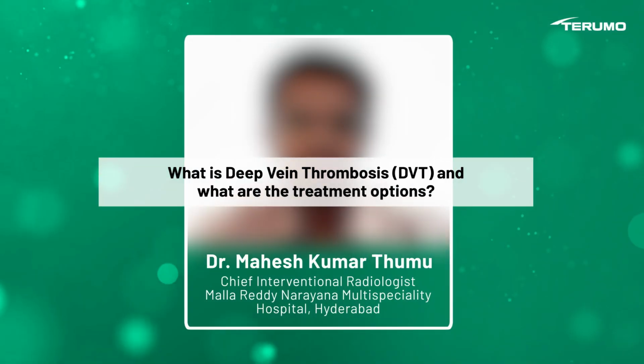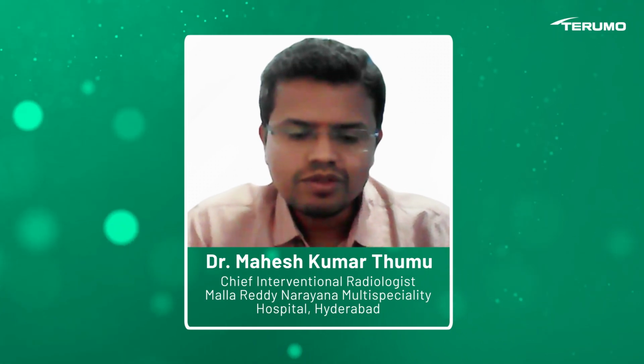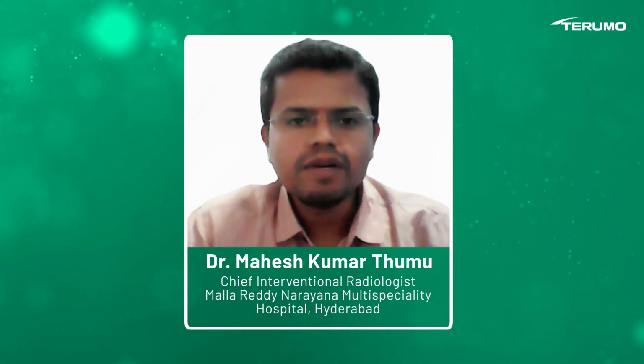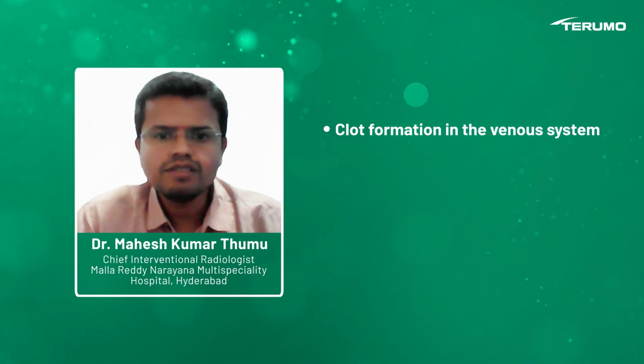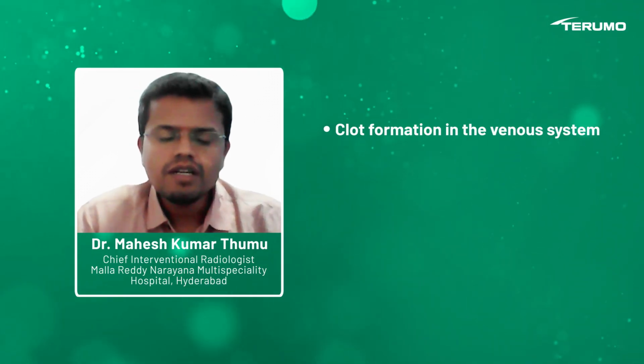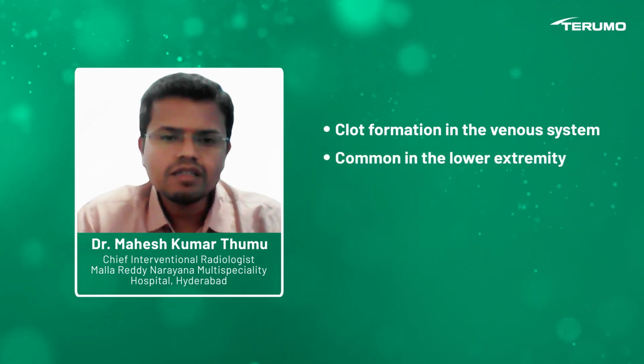What is deep vein thrombosis and what are the treatment options? Deep vein thrombosis, if you want to say in lay language, is nothing but a clot formation in the venous system, specifically in the deep venous system. Generally, deep vein thrombosis occurs most commonly in the lower extremity.